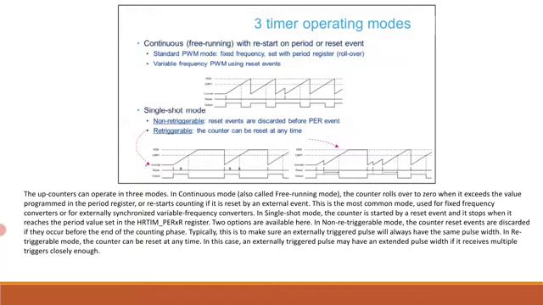In non-retriggerable mode, the counter reset events are discarded if they occur before the end of the counting phase. Typically, this is to make sure an externally triggered pulse will always have the same pulse width. In retriggerable mode, the counter can be reset at any time. In this case, an externally triggered pulse may have an extended pulse if it receives multiple triggers closely enough.